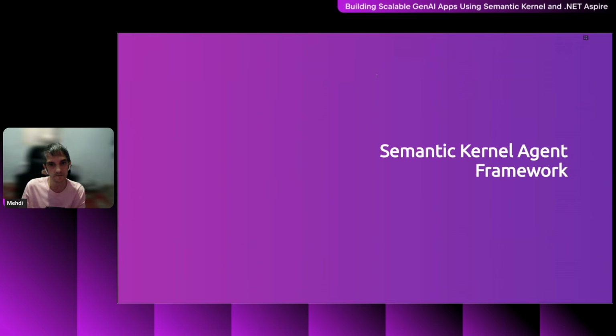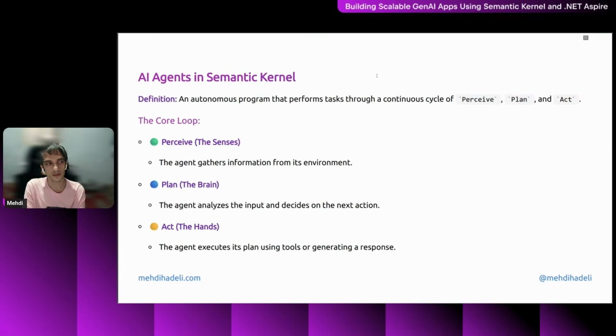We can go ahead. Yes, the Semantic Kernel agent framework. It's very important currently. Semantic Kernel has an agent framework for working with agents. An agent is like an autonomous program that performs tasks inside of a cycle. We can perceive, plan, and act, and this is like a circle, and we can repeat until reaching our goal.